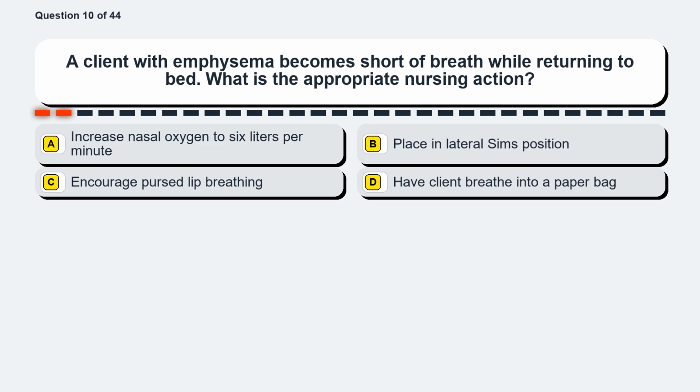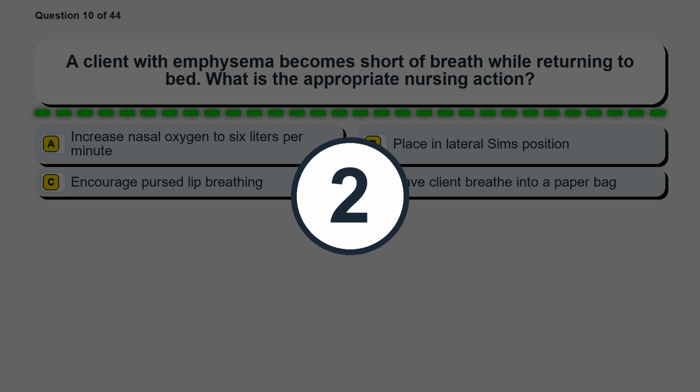Question 10. A client with emphysema becomes short of breath while returning to bed. What is the appropriate nursing action? Option A. Increase nasal oxygen to 6 liters per minute. Option B. Place in lateral Sims position. Option C. Encourage pursed lip breathing. Option D. Have client breathe into a paper bag.